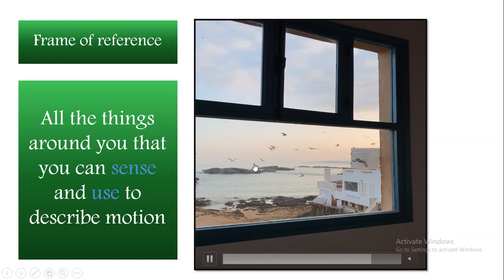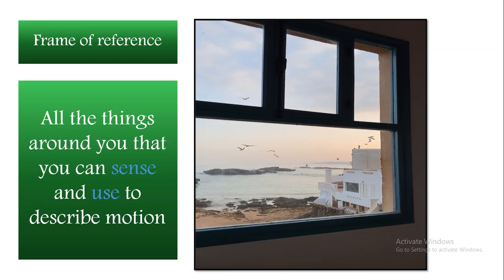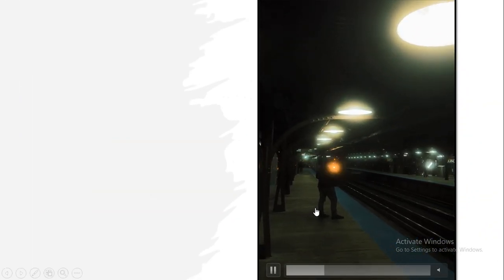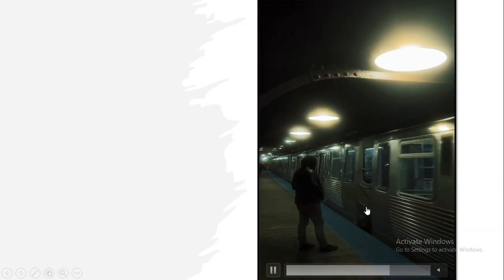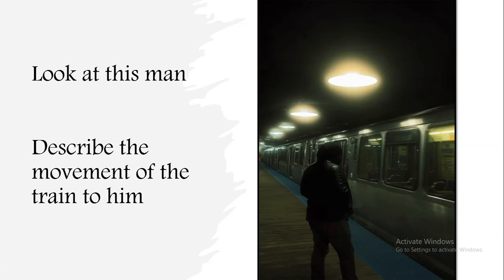These things make my frame of reference because I can sense these things and use them to describe motion around me. Now look at this picture. This man is standing on the pavement or on the sidewalk. He's watching the train. Describe the movement of the train to him.